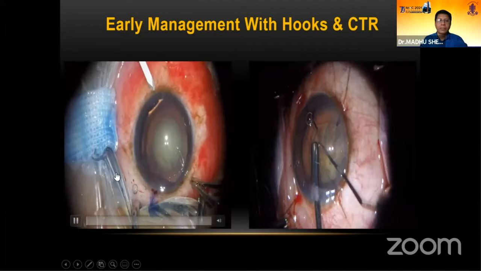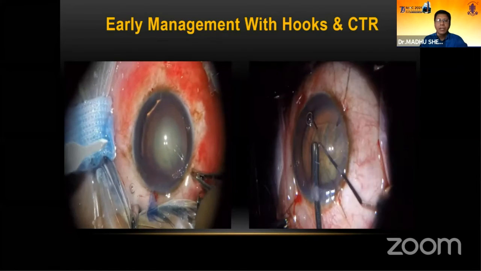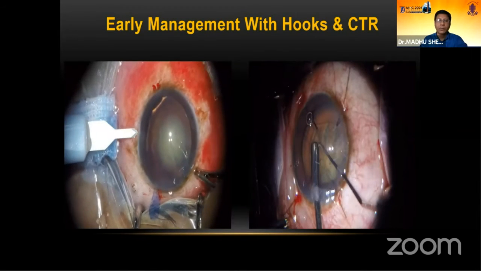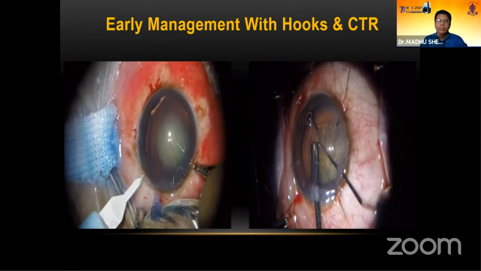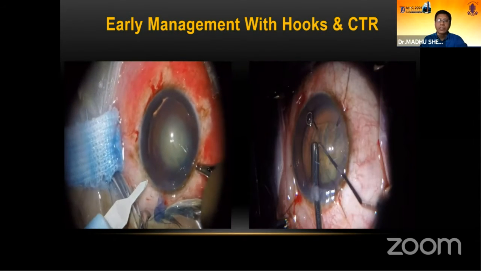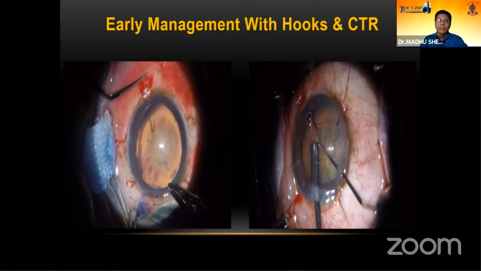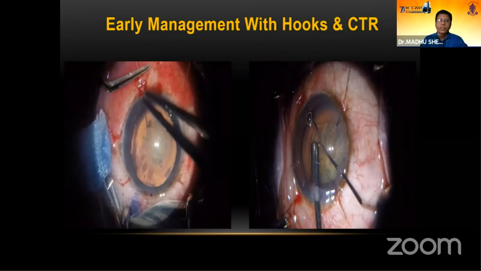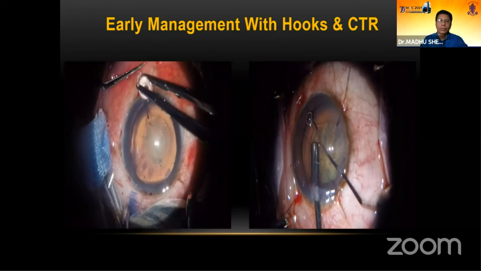If this type of case is identified early, then you can manage it by placing capsule hooks. Care should be taken that the paracentesis is made slightly posterior to the limbus so that there is no pull on the rhexis margin, and there should not be excess pull on the capsule when you are tightening the hooks.